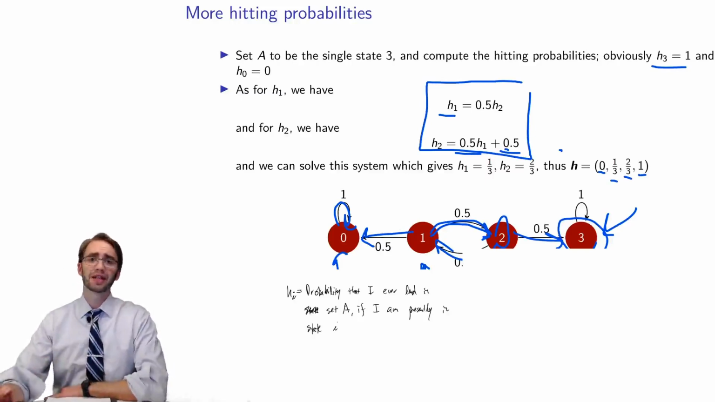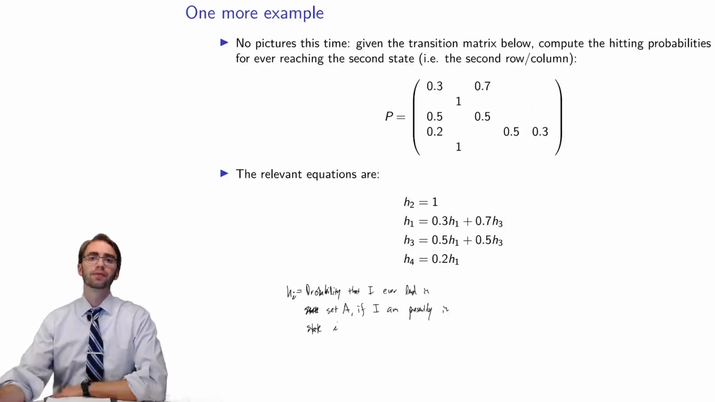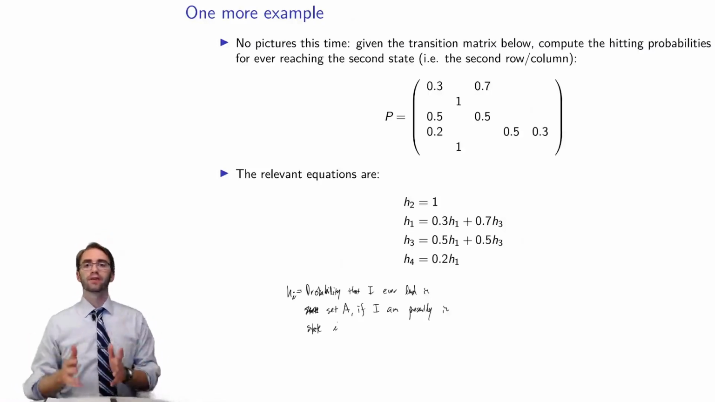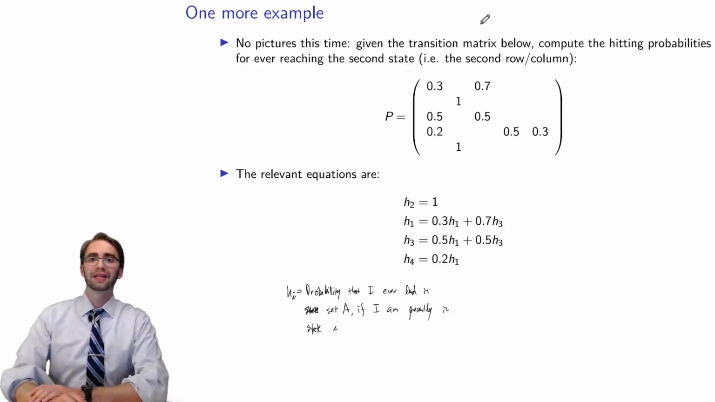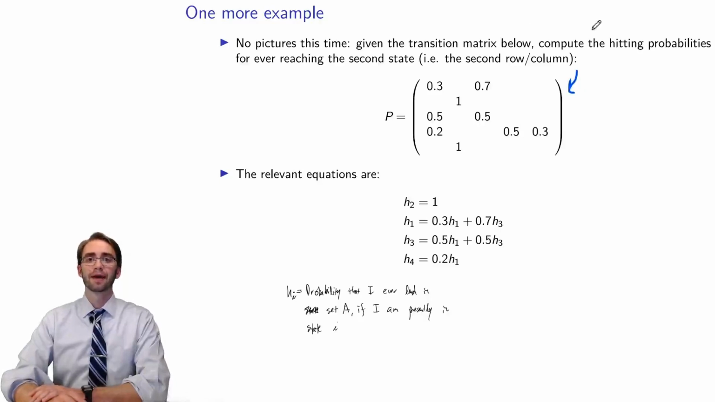And let's see how general we can make this. We'll do another example, and this time I won't even draw the chain. I'll just give you this matrix, and we'll recover these equations just looking at these entries. We'll ask the hitting probabilities of ever reaching the second state. And you'll notice that in this example here, I put my indices from 1 to 5 instead of 0 to 4. So please bear that in mind when you look at this example.